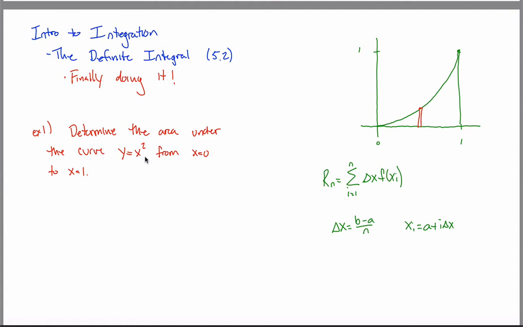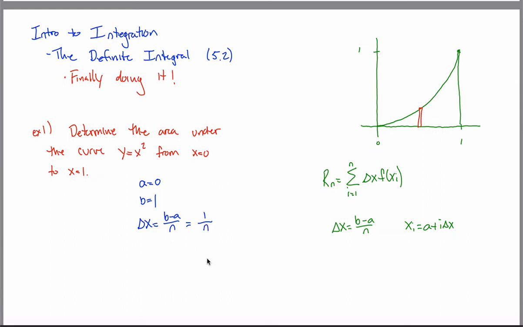Maybe a good way to start is to look at what's given to me in the problem. I'm going from x equals 0 to x equals 1. So that means that a is equal to 0 and b is equal to 1. And with that information, I can figure out what delta x is equal to. Delta x is always b minus a over n, and b is 1, and a is 0, so 1 minus 0 is just 1.